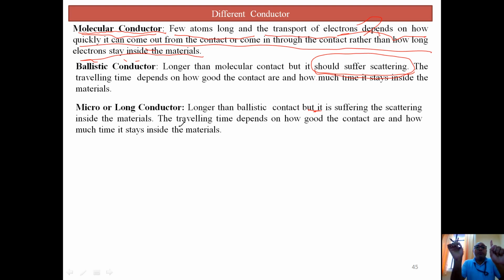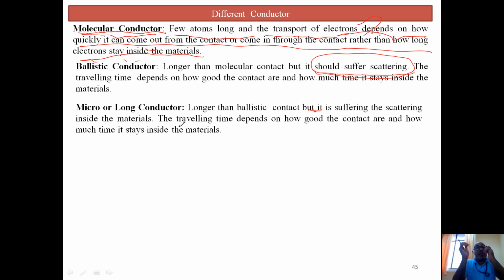In that case both are important. Why? Both means one is how quickly you get in or how quickly you get out from the contact. Yes, that is also a critical factor. Another factor is how much time you stay inside the conductor. Both parameters are very important. The only difference is that it should not suffer any scattering, right?